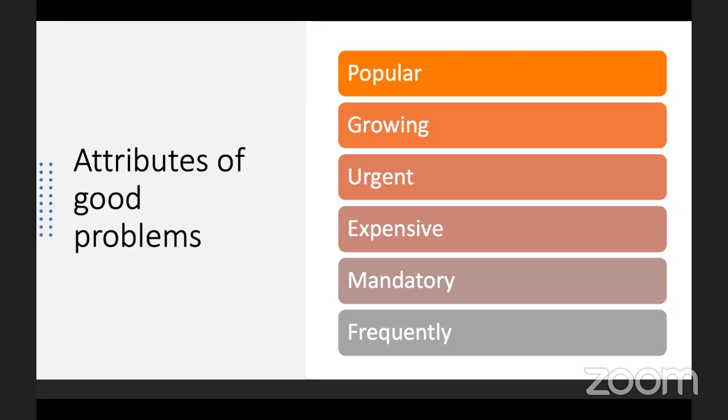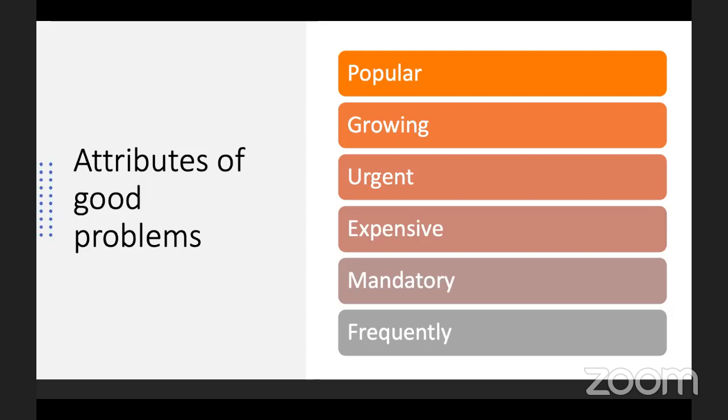The third kind of problems which are good to solve are urgent problems. There are problems which are very urgent and need to be solved as soon as possible. So if your problem is also an urgent problem that is critical for people, that might be a good problem to solve.